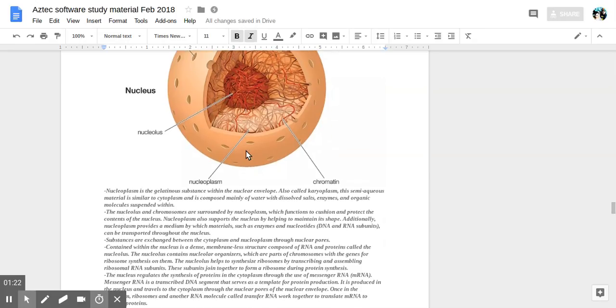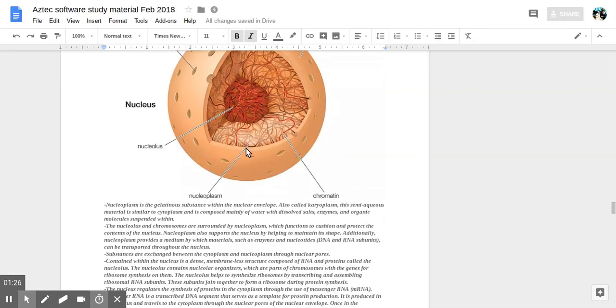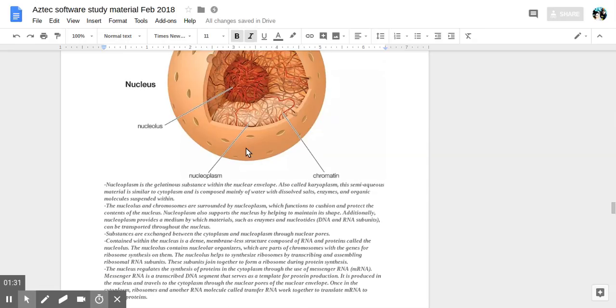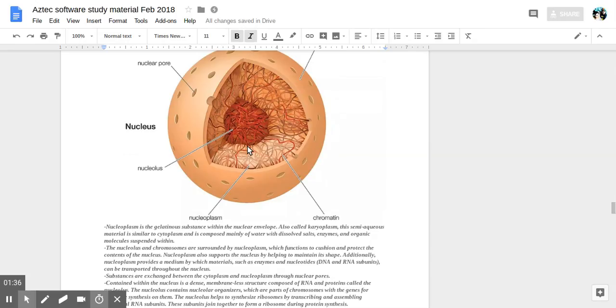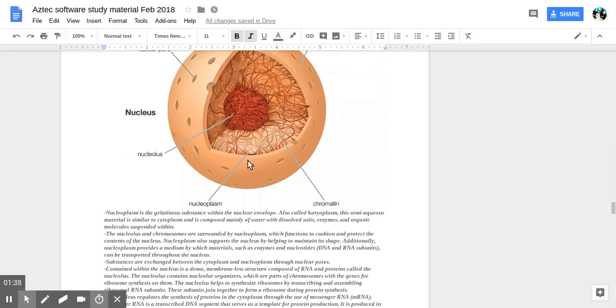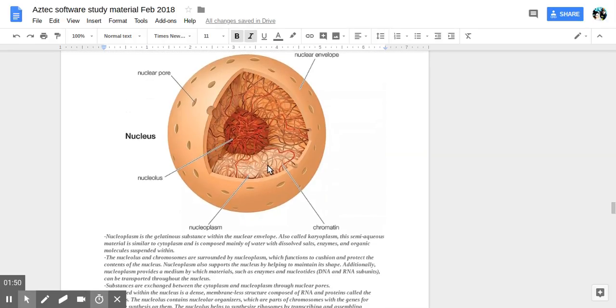Then the nucleolus and the chromosomes are surrounded by a nucleoplasm functioning to cushion and protect the contents of the nucleus. Nucleoplasm also supports the nucleus by maintaining its shape, provides a medium by which materials like enzymes and nucleotides such as DNA and RNA subunits can be transported through the nucleus. Substances are exchanged between the cytoplasm and nucleoplasm through nuclear pores.